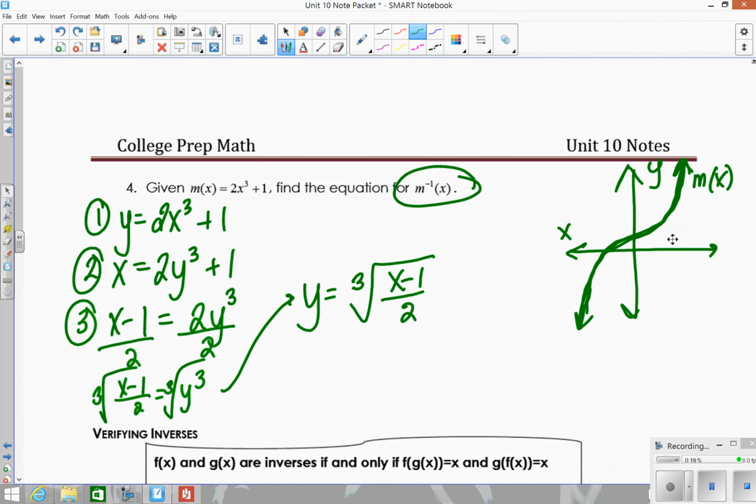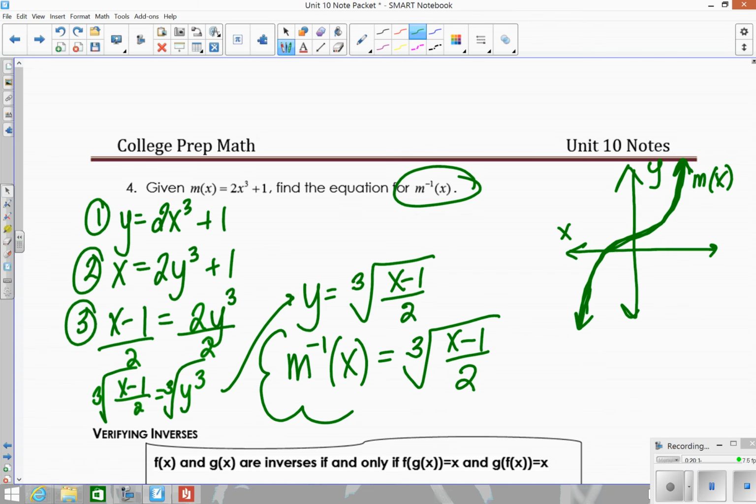But because the horizontal line test works for this function, we know that the inverse is also a function, so I can use that inverse function notation. So I can rewrite this using the inverse function notation. And I'm not going to worry about graphing the inverse, but basically it would be a reflection of this curve over the line y equals x.